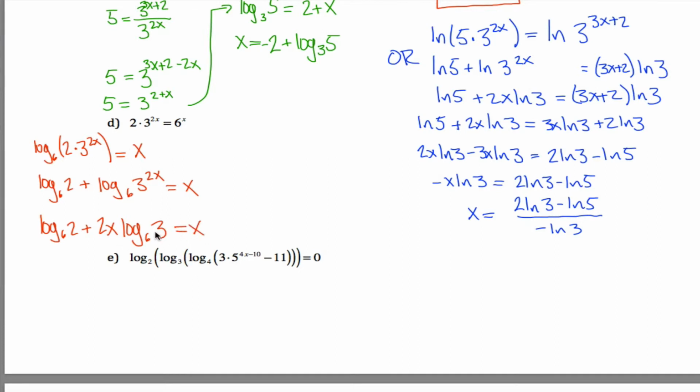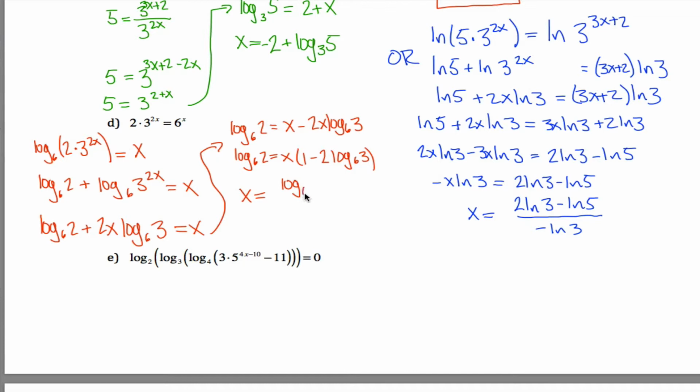And now you got a linear equation, you want to solve it for x. You got an x here and an x here. So get all your x's on the same side of the equation. Maybe subtract this over to this side. And you get that the log base 6 of 2 is equal to x minus 2x log base 6 of 3. If you factor out an x from each of those terms, you get x times 1 minus 2 log base 6 of 3. And now you divide by all this stuff to get that x is equal to the log base 6 of 2 divided by 1 minus 2 times the log base 6 of 3.